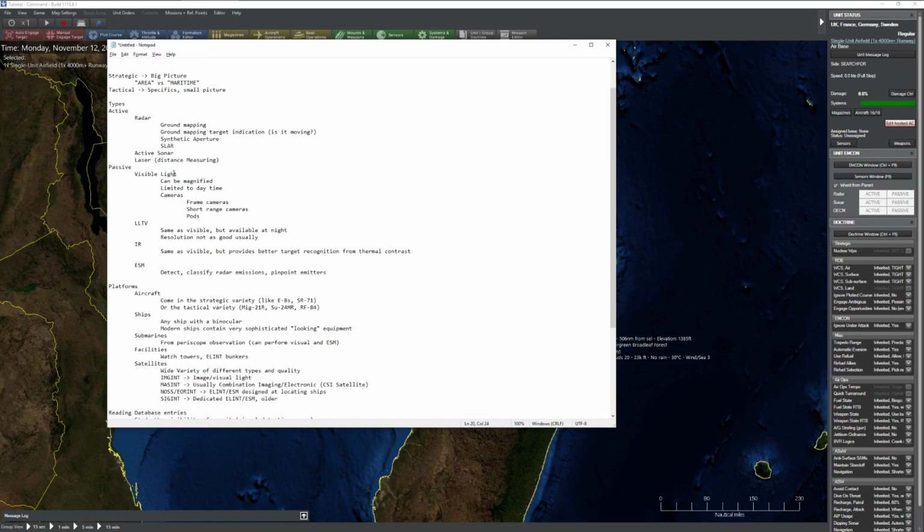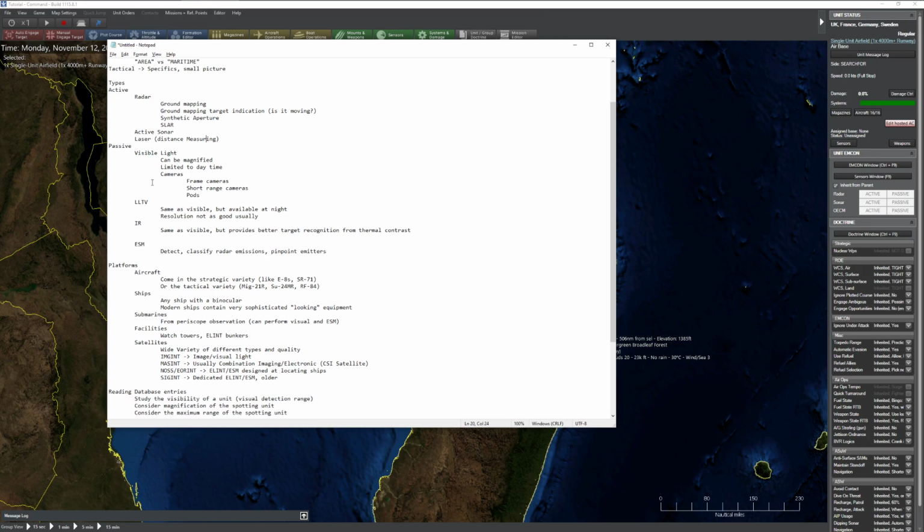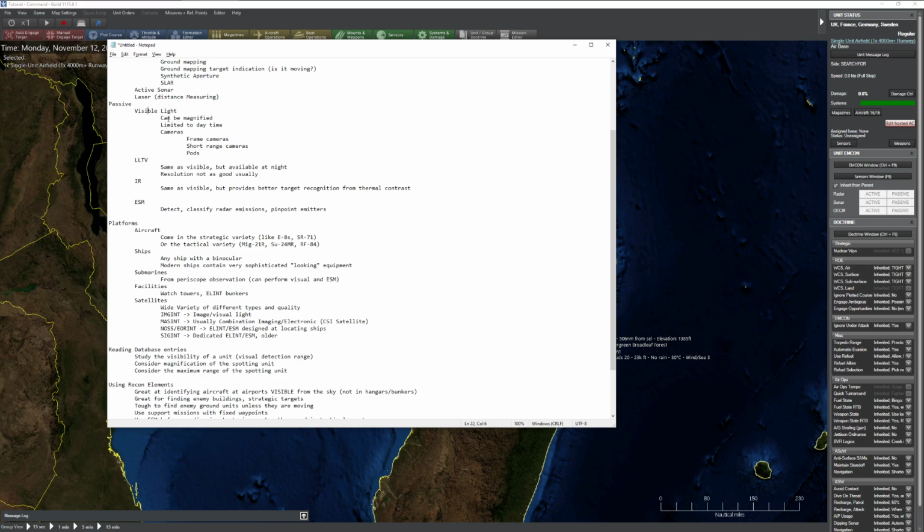Lasers inside of Command are considered to be done basically automatically, so you don't have to worry about that. As far as passive goes, we have visible light. Obviously, we can magnify visible light, which is convenient. We're limited to daytime. We're limited to weather conditions: can we see through the clouds, etc. We have a bunch of different cameras. We'll look at these in a minute.